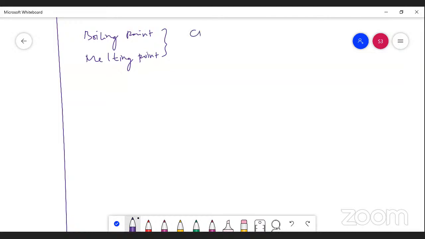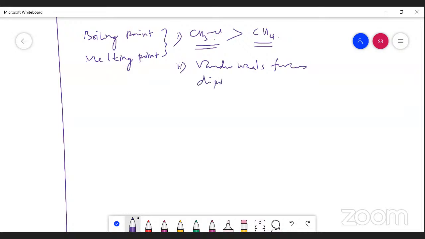See, methyl chloride has a greater boiling and melting point than the parent hydrocarbon. It is a derivative of hydrocarbon. Methyl chloride is prepared from hydrocarbon, and it has a greater melting point and boiling point. What is the reason? Because of its van der Waals forces, and also because it has more dipole interactions.